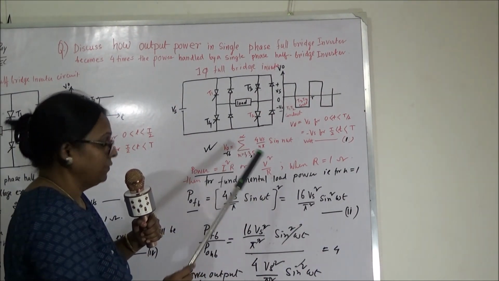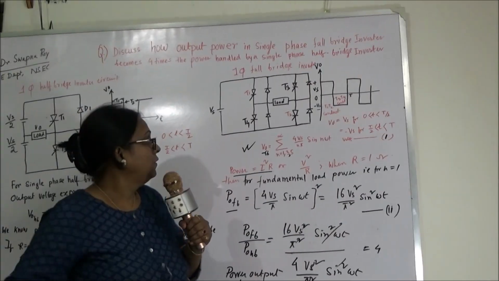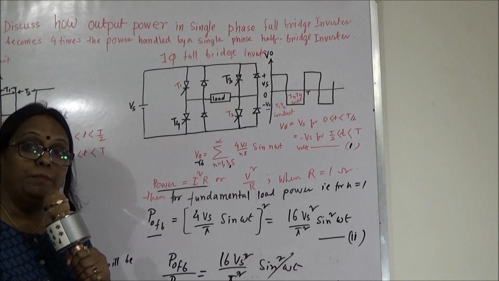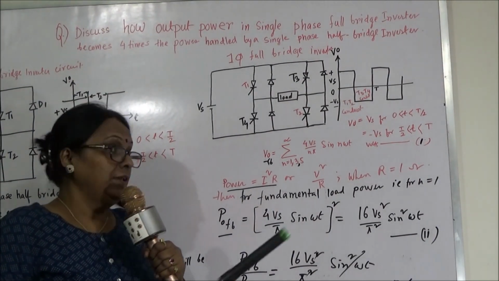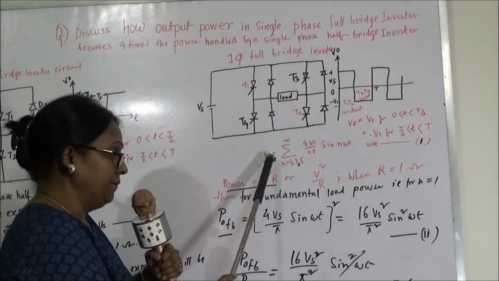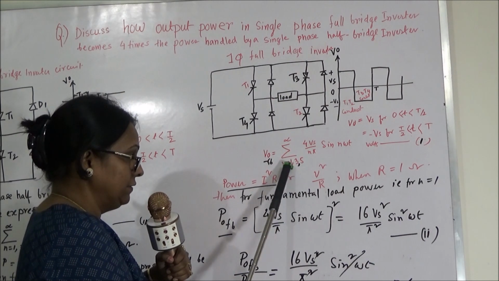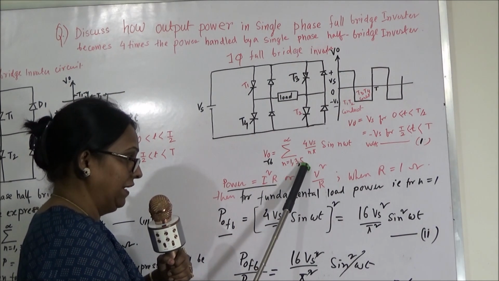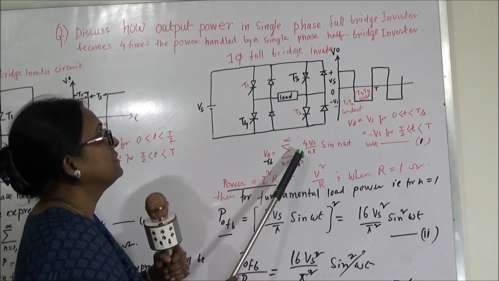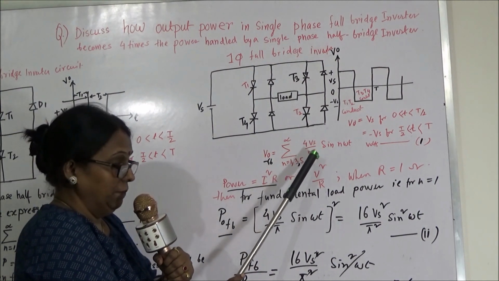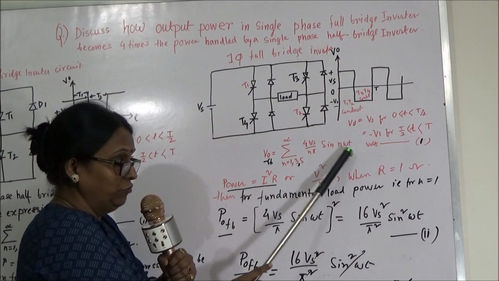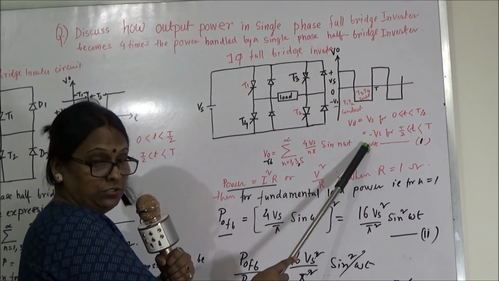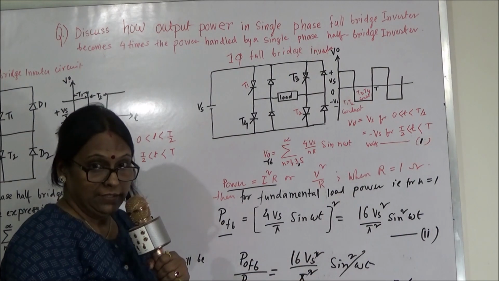Now the waveform expression for this waveform is the summation for n equal to 1, 3, 5 to infinity of 4 Vs by n pi sine n omega t. So the unit will be in volts. This is equation 1.